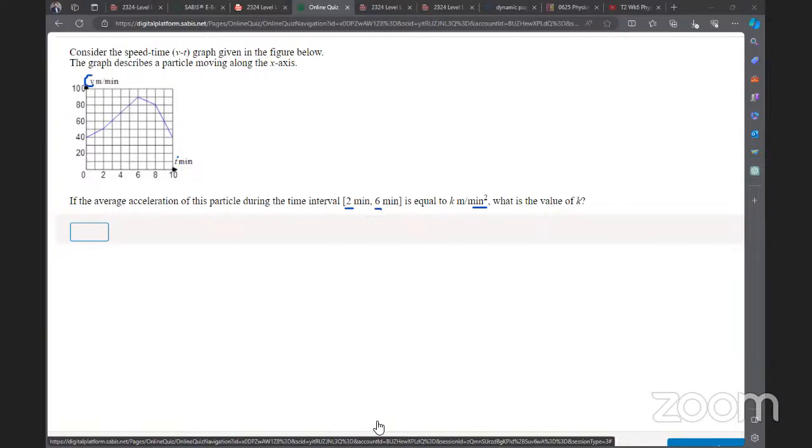Okay, so where is t as 2? Where is t as 6? Great, so he's asking about the slope of this line. And in minutes, okay? So there is no conversion. 90 minus 50 over 6 minus 2.